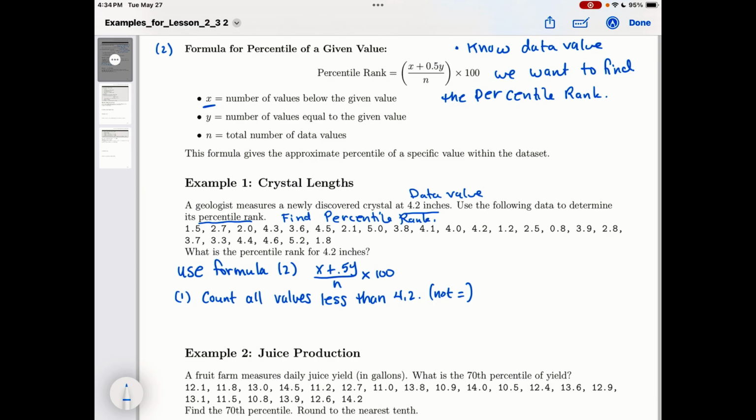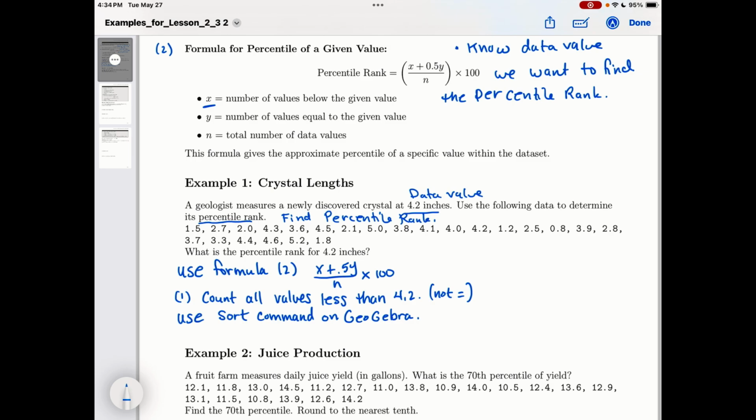If you have a large data set and need to sort the data, don't forget you can use the sort command on GeoGebra. I'll show you that in just a minute as a refresher. So when we count all the values that are less than 4.2, that's going to be our x value.